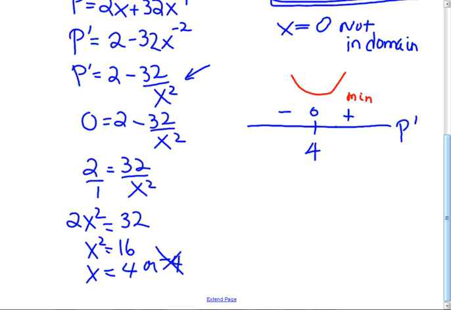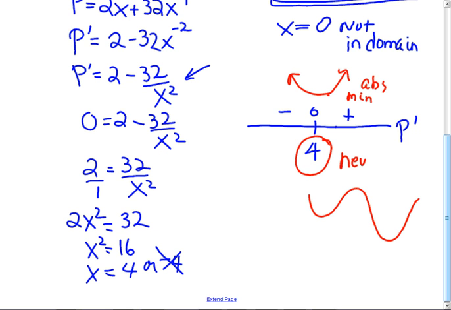Are there any other candidates where this could turn around and do something like that? Just 0. 0's not in the domain. There's no other candidates. So my function will look like this, and because it looks like this, it's an absolute minimum. It never turns around again. There are no more candidates. So sometimes you have to do a first derivative test.